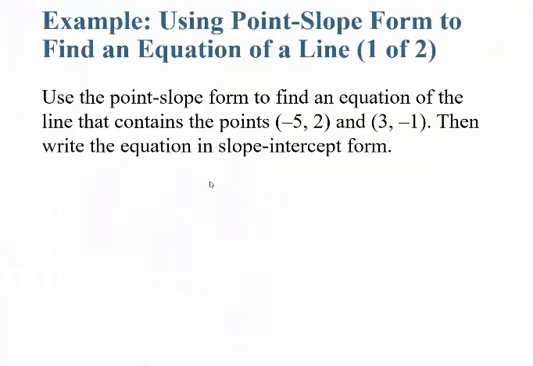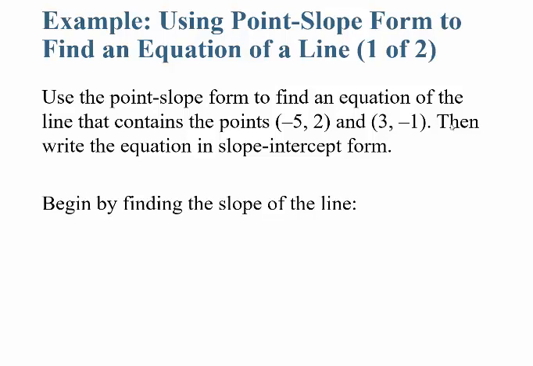All right. So let's use this point-slope form of an equation to find a line that contains these two points, (-5, 2) and (3, -1). Then I want to write the equation in slope-intercept form. Slope-intercept form is y is equal to mx plus b. Well, I give you two points. If you remember what I always said, you need to find the slope. So first you find the slope of the line.